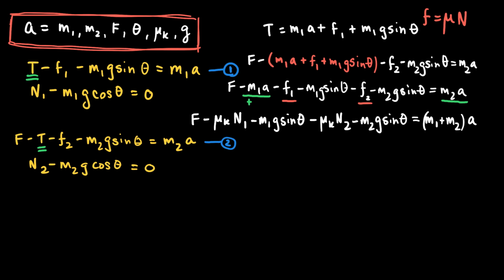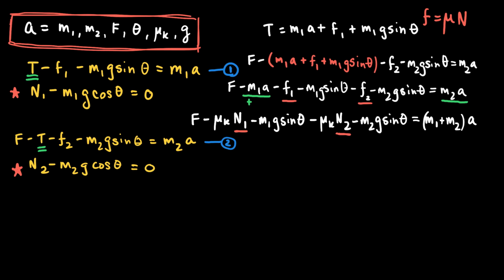In the next step, I'd like to also do two things. First, I would like to substitute in expressions for the normal forces. So what I observe is that here I have n1 and here I have n2, and those variables are not allowed in my final equation. And so what I notice is that I have two equations here that include n1 and n2.